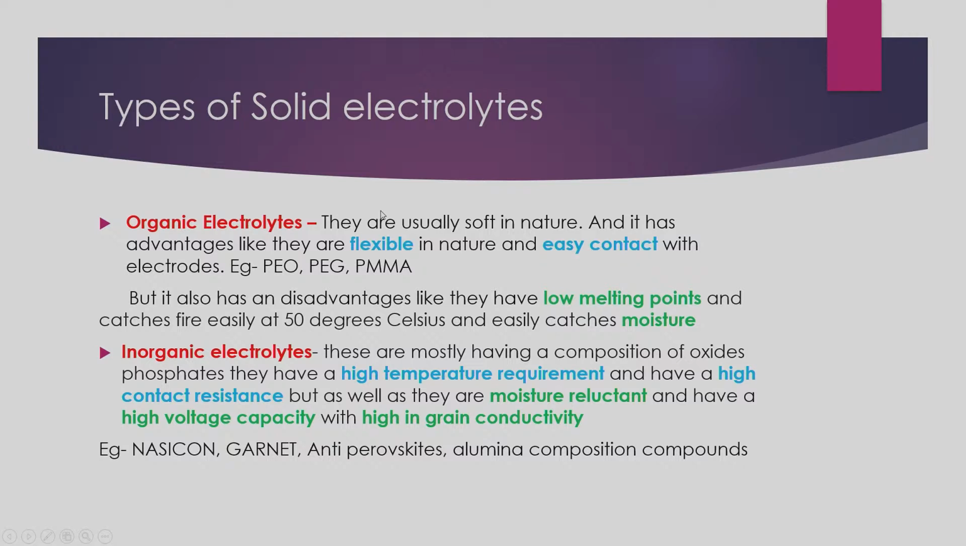They mostly have a high temperature requirement and high contact resistance, but they are moisture resistant, which is an advantage, as well as having high voltage capacity and high grain conductivity. As we get a high grain conductivity, we get more efficiency from the inorganic electrolytes. Examples of inorganic electrolytes are NASICON, garnet, antiperovskites, and alumina composite compounds. The compound we were working on was NASICON.